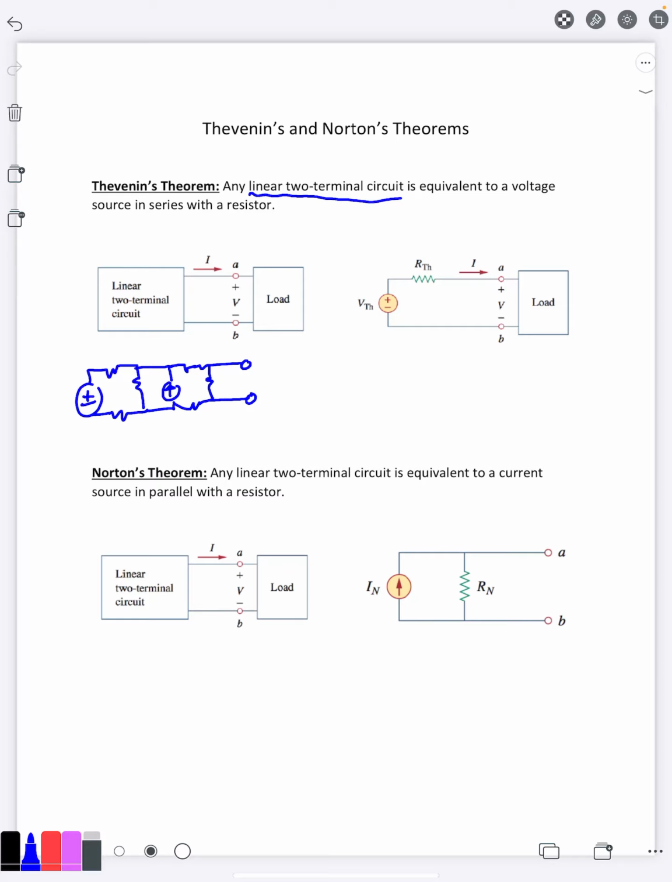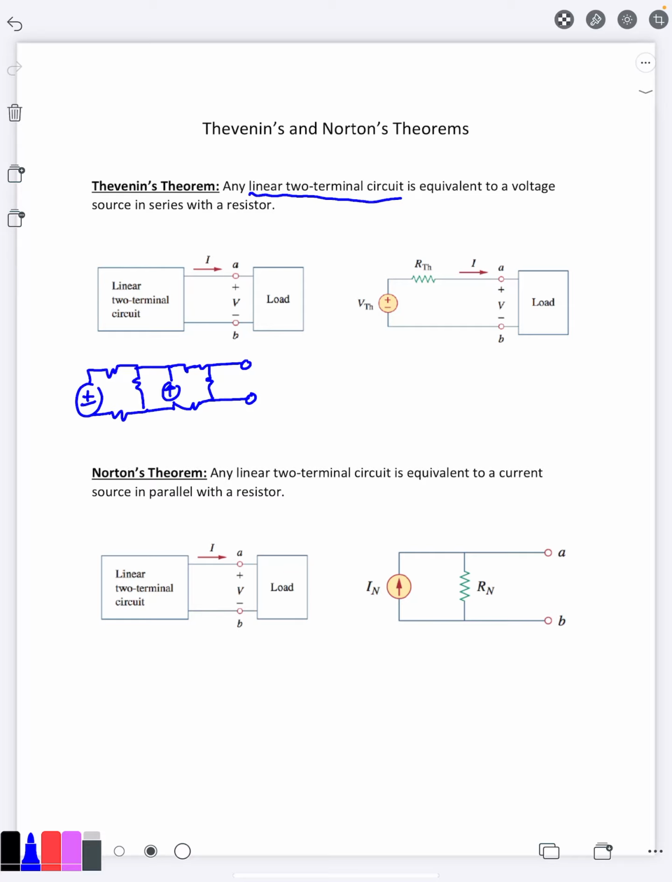So any circuit that has only resistors. Now, for us in this chapter, we're only going to have resistors, but there is a version of this that can work with inductors and capacitors. But let's just say resistors here and sources, and you have to have these two terminals marked off to say where you're plugging something in, essentially.